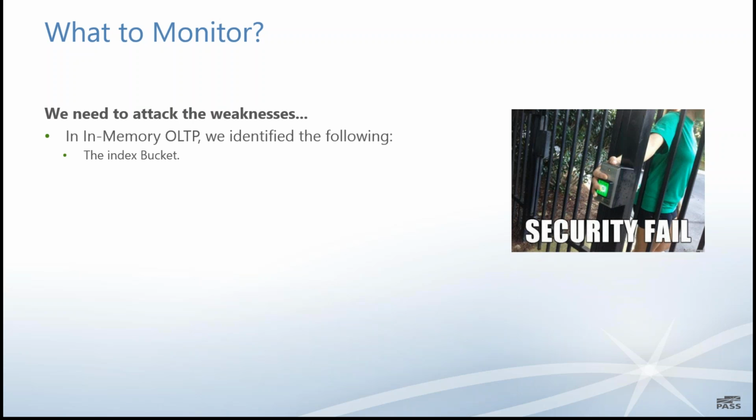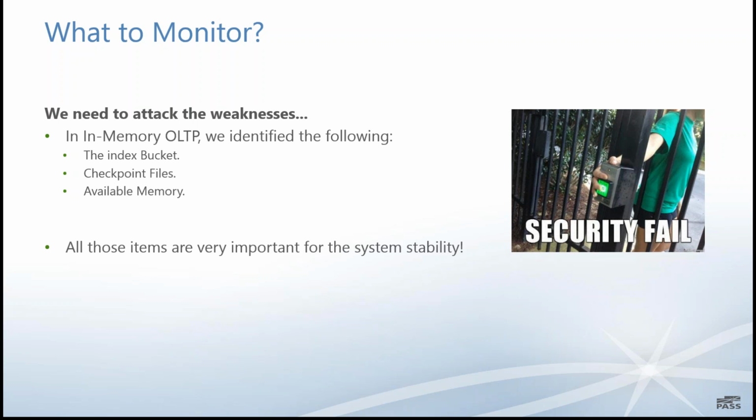So in Memory OLTP, I identified the following weaknesses. This doesn't mean that something is not working. It's just something that you need to take care of and have a heads up on in order to avoid problems. The first one is the index bucket, and I will explain what this is. Then checkpoint files, and available memory in the server. Available memory is something that we already do: we already monitor the memory in the server for traditional databases. Here is no different, but I will show you why this is important here.